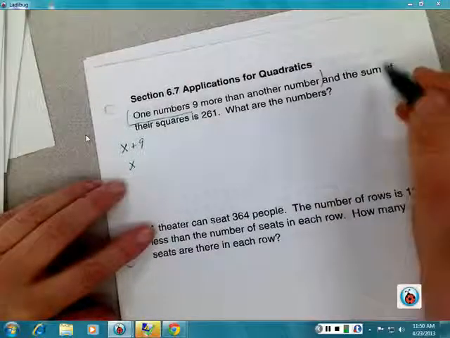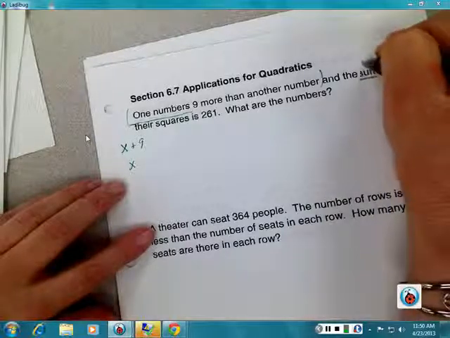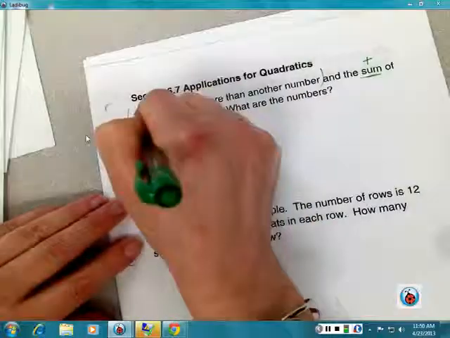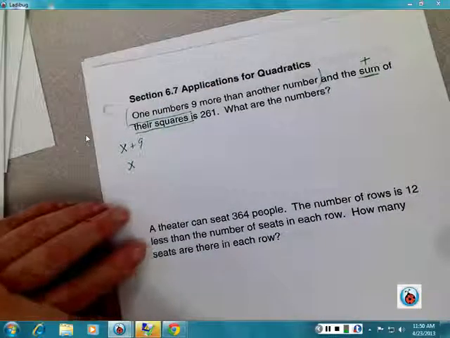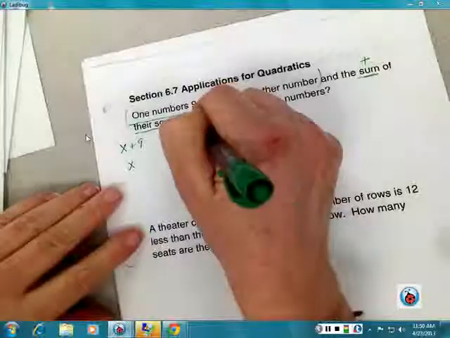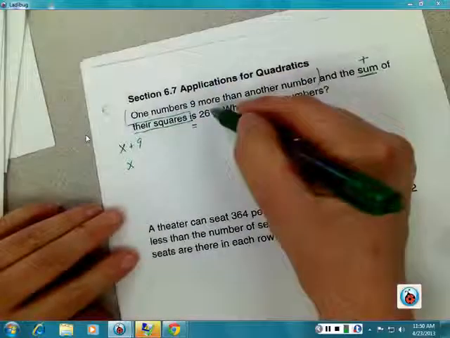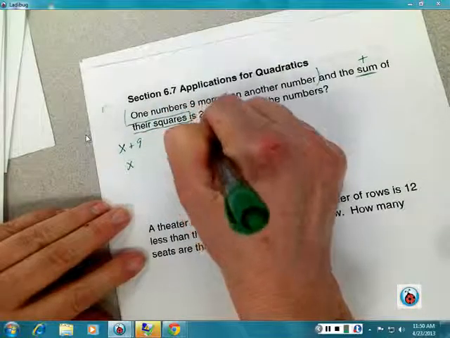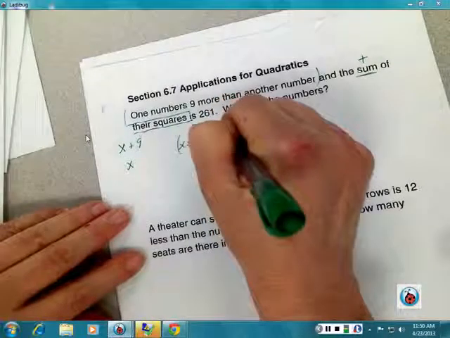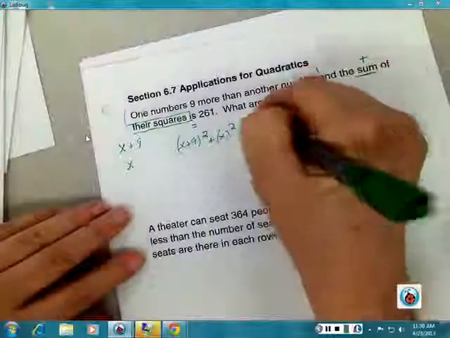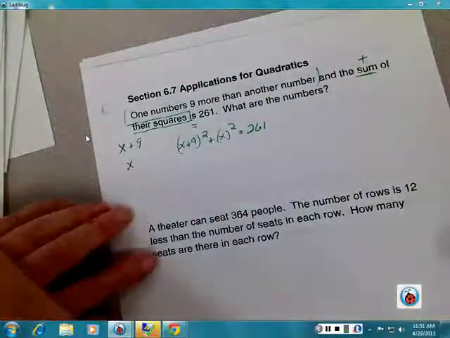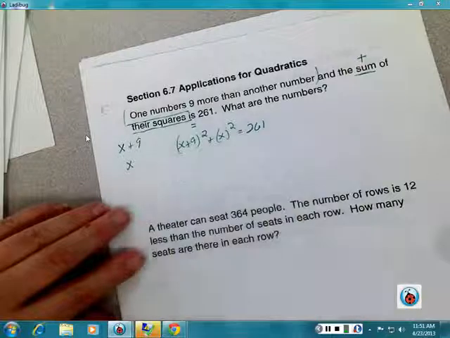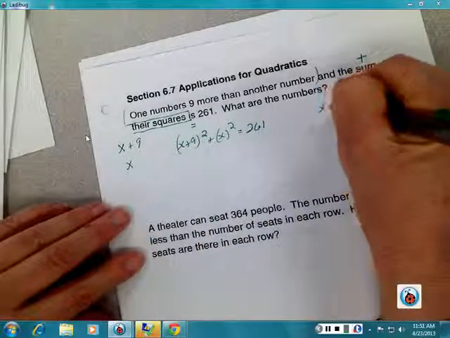Then it says the sum, which means, of course, to add. So we want an addition of their squares. Squares means I need to square each of these pieces. Is, of course, means equals 261. So I need to take x plus 9 and square it, plus x squared is going to equal 261. To square it, this section right here, I need to multiply it by itself.